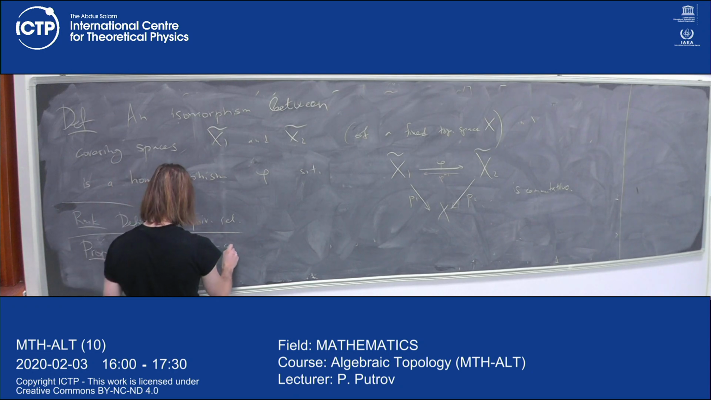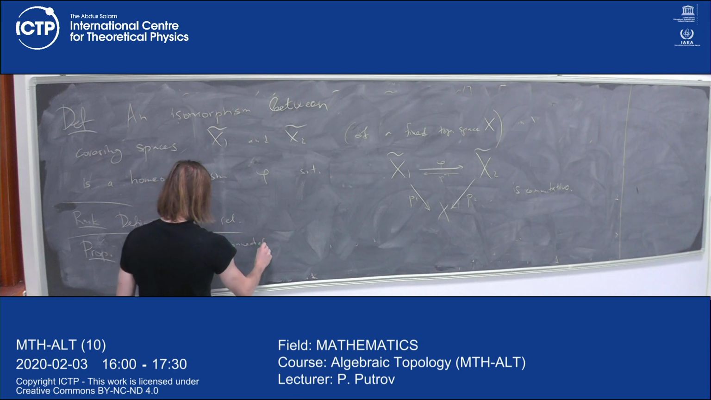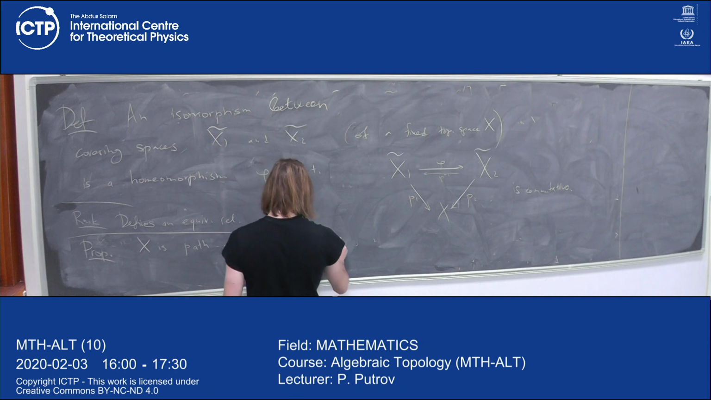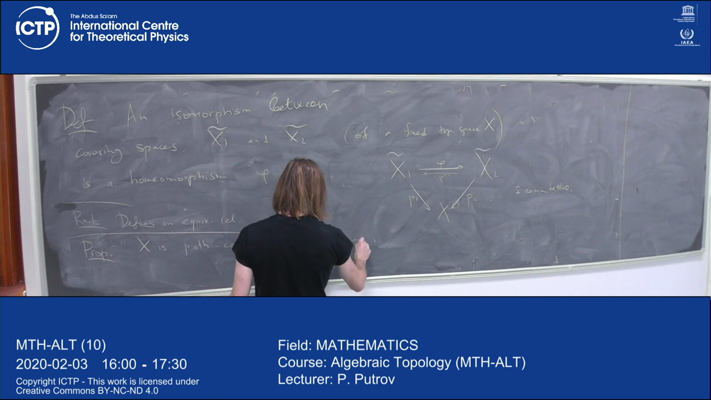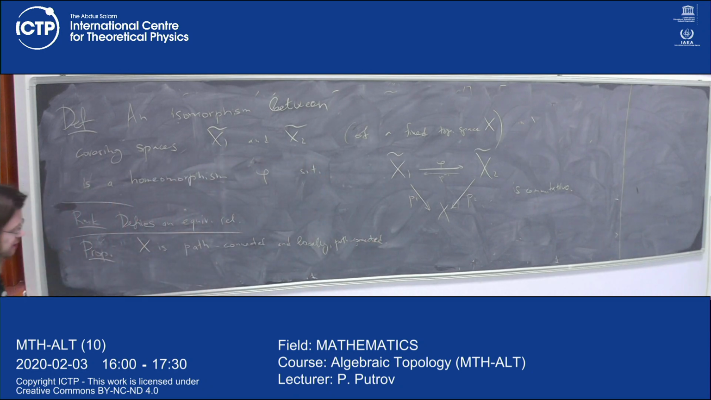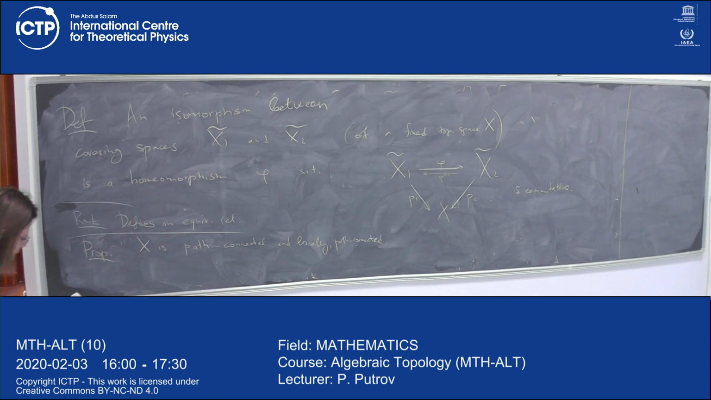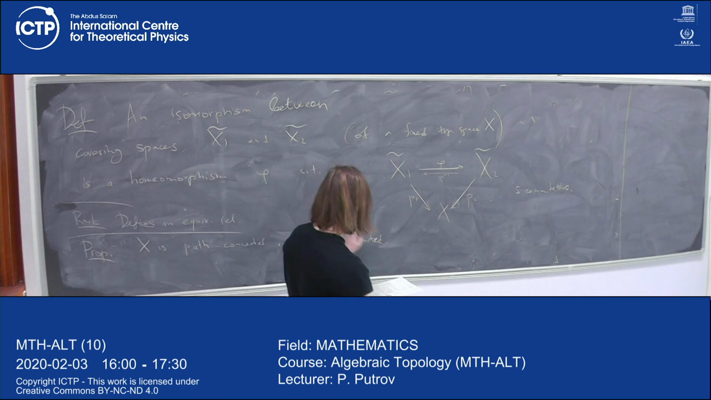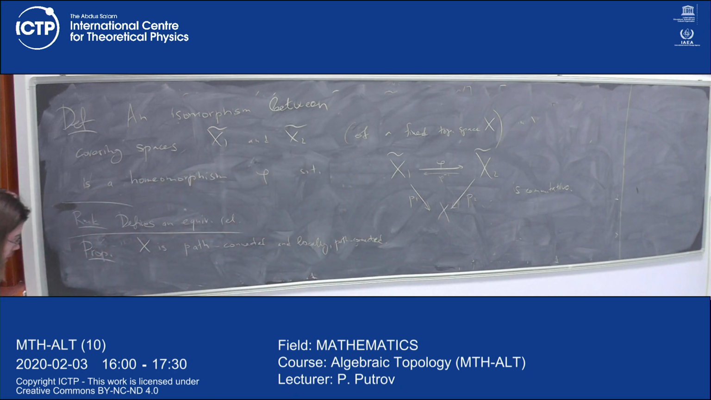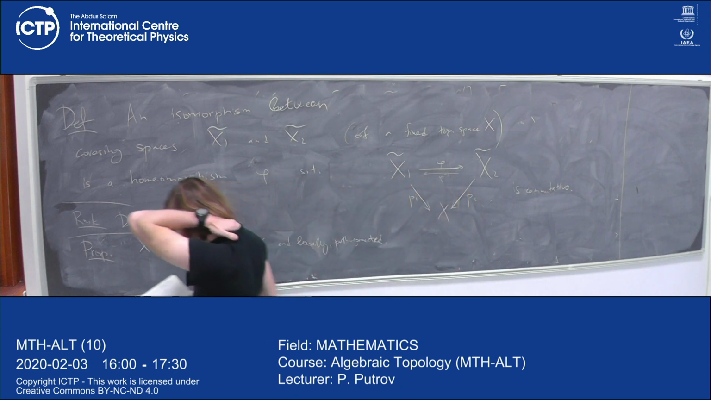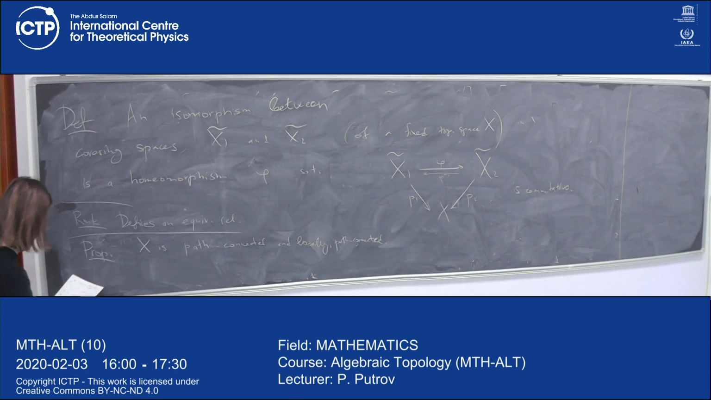So X will be path connected and locally path connected. Being semi-locally simply connected is actually a necessary condition for the existence of a cover. Well, okay, sorry. We don't require semi-locally simply connected here.